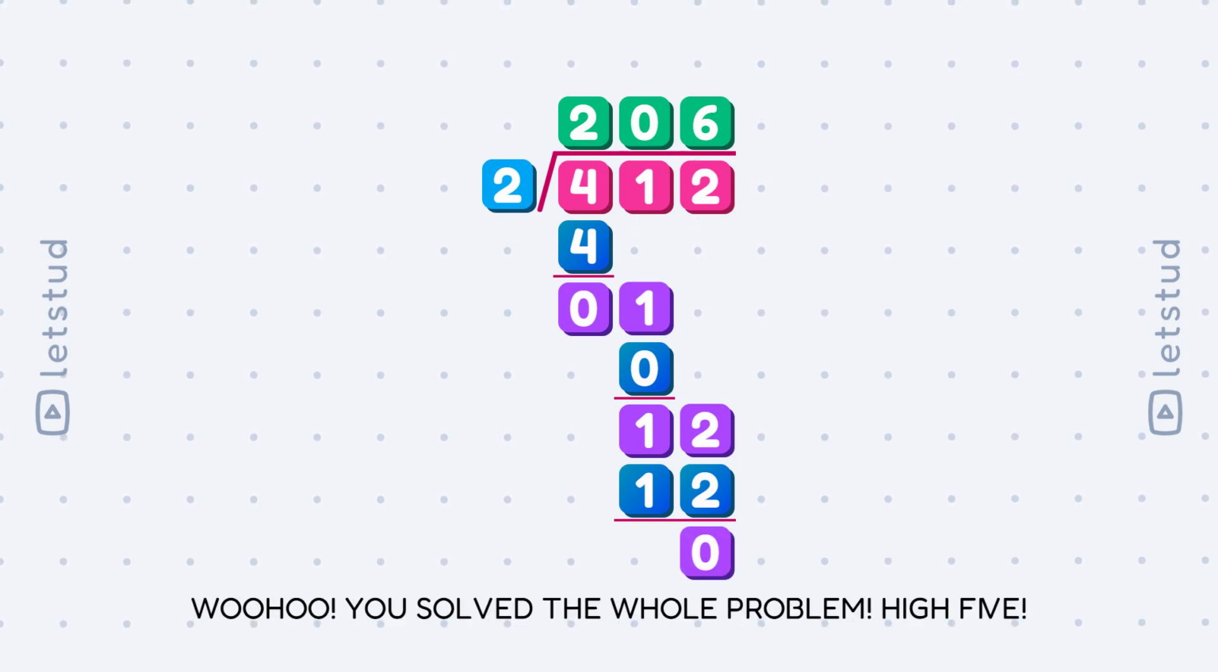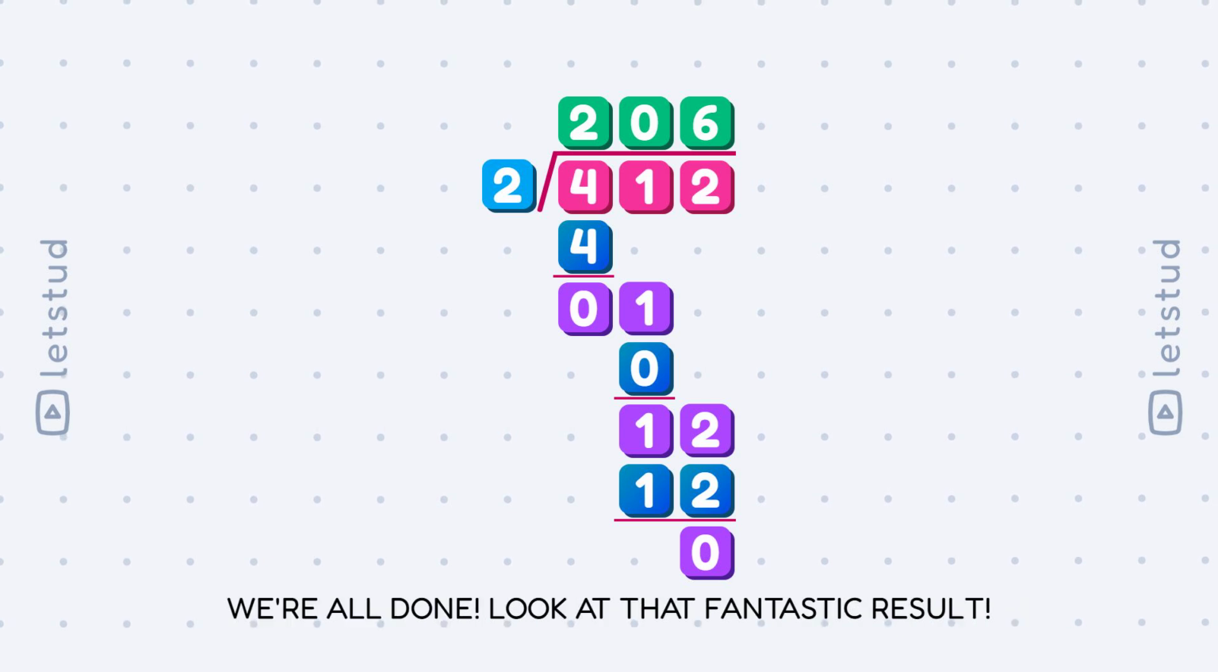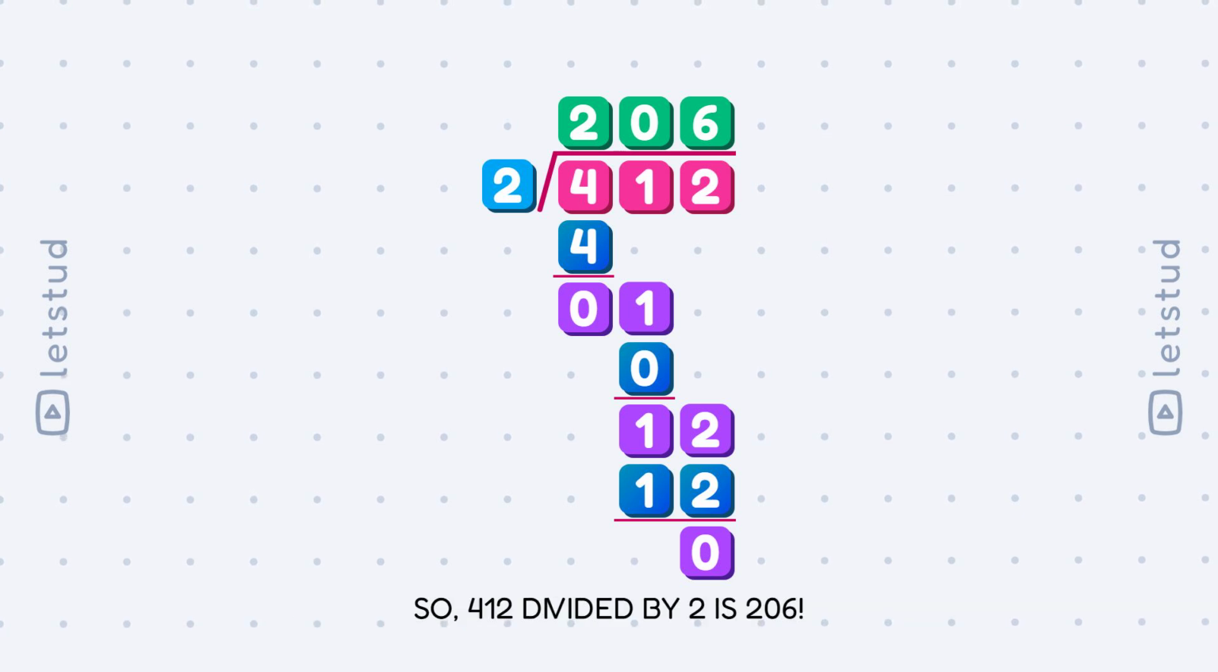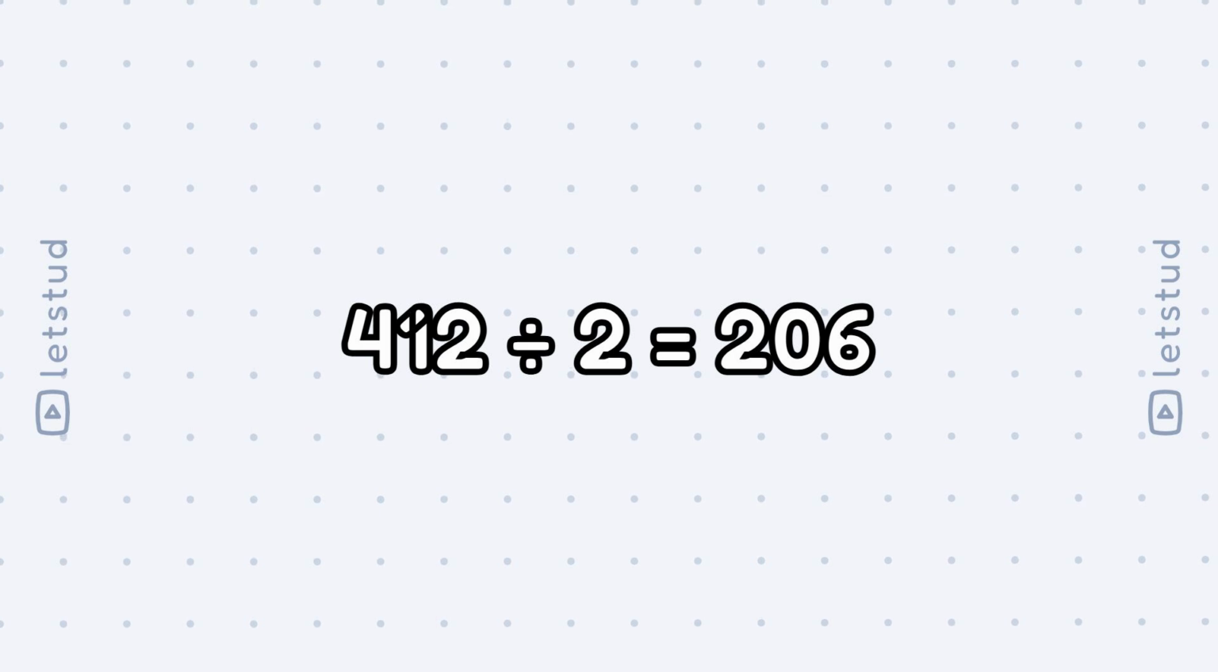Woohoo, you solved the whole problem, high fives. We're all done, look at that fantastic result. So 412 divided by 2 is 206. Great job, everyone. We just tackled a long division problem together, breaking it down step by step. Remember, every division problem can be conquered with a little patience and practice.